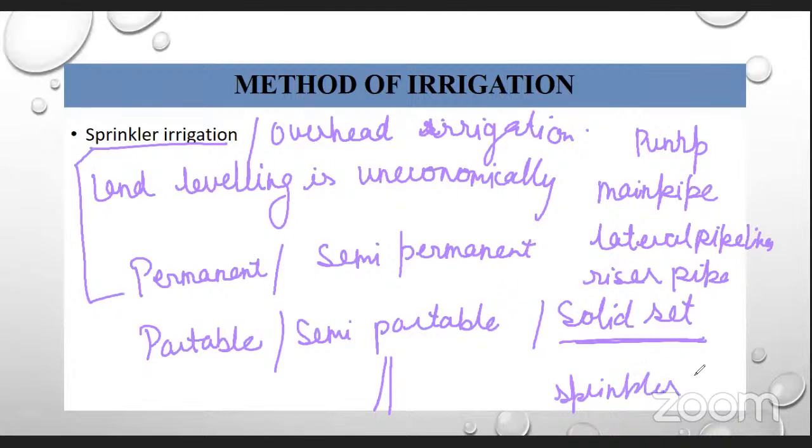Okay, and this sprinkler is usually the main component of sprinkler irrigation, because the sprinkler is the only component which allows the water to go into the air and fall on the plants and the soils in the form of rain drops. Okay, so only this much you have to study in this.